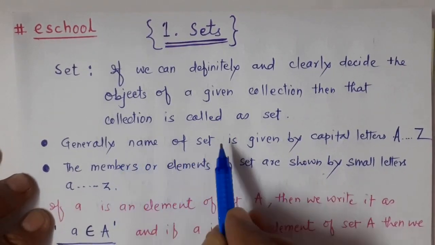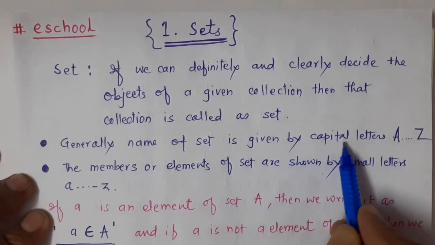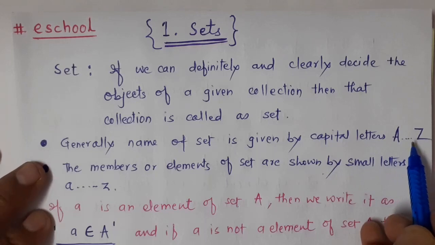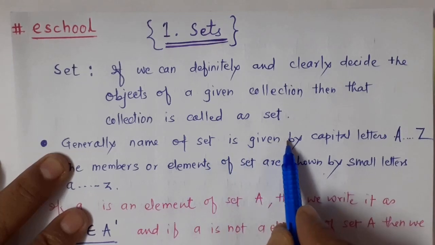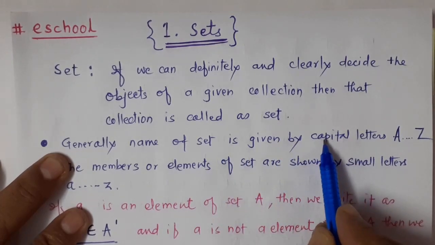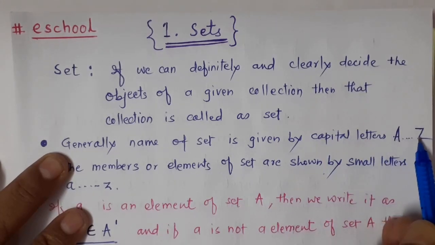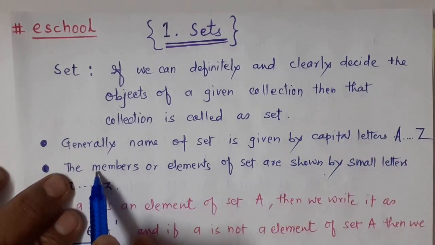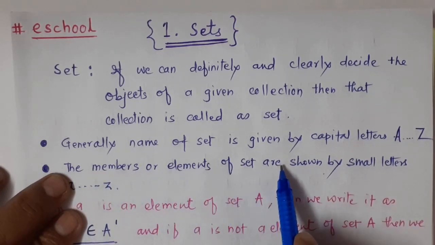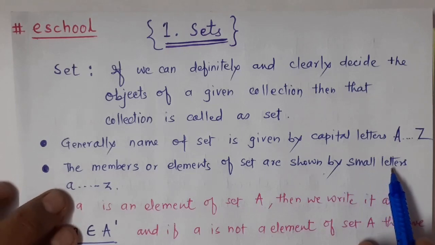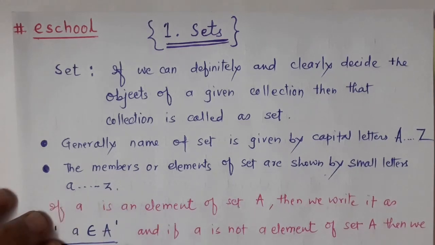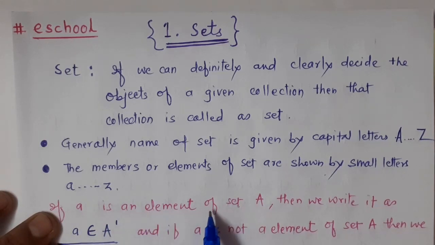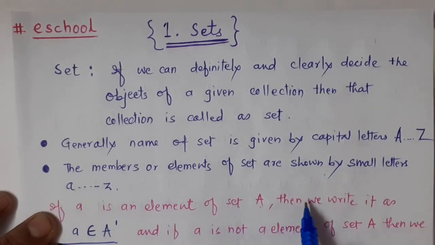Generally, the name of a set is given by a capital letter from A to Z. Whenever you are giving a name to a set, you have to remember that it must start with a capital letter from A to Z. But the members or elements of a set are shown by small letters from small a to small z.